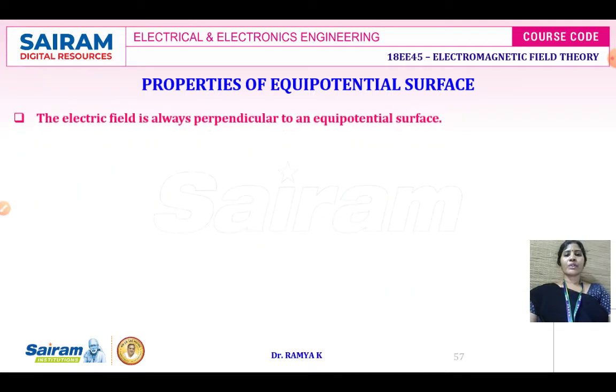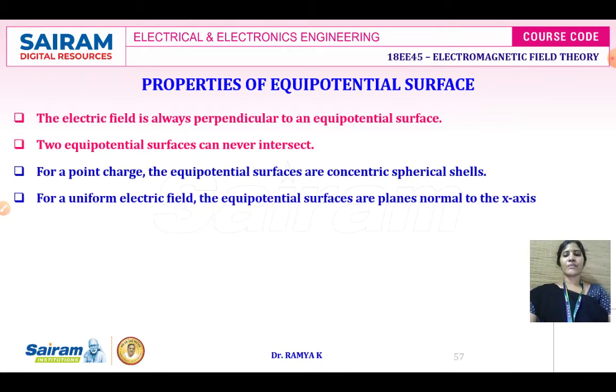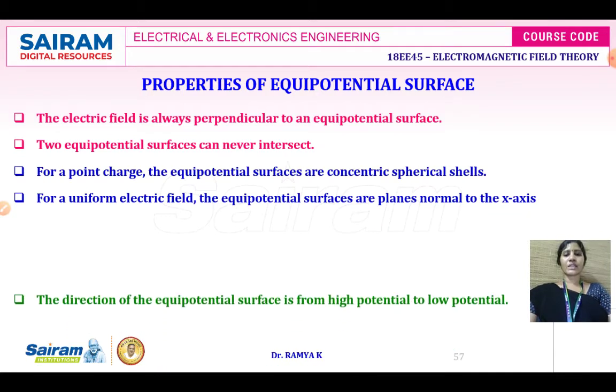Properties of equipotential surface. In a property of equipotential surface, your electric field will be perpendicular to the equipotential surface. Two equipotential surfaces will never intersect each other. For a point charge, the equipotential surfaces are concentric spherical shells. For a uniform electric field, the equipotential surfaces are planes normal to your x-axis.